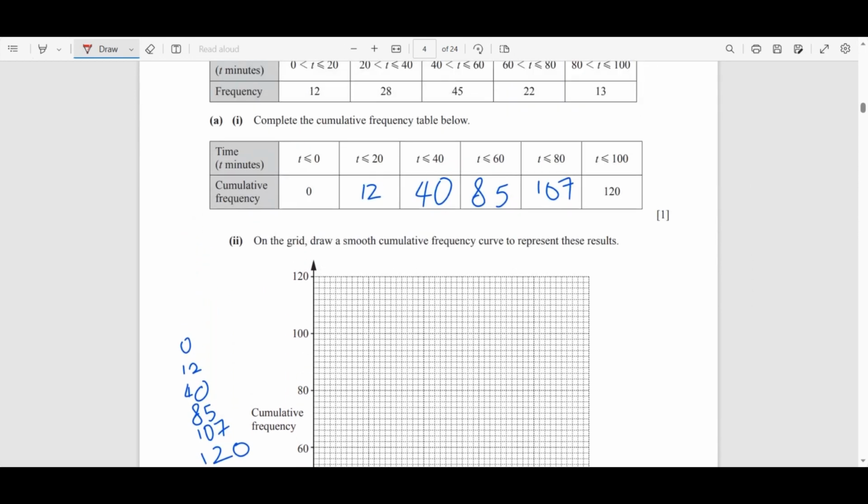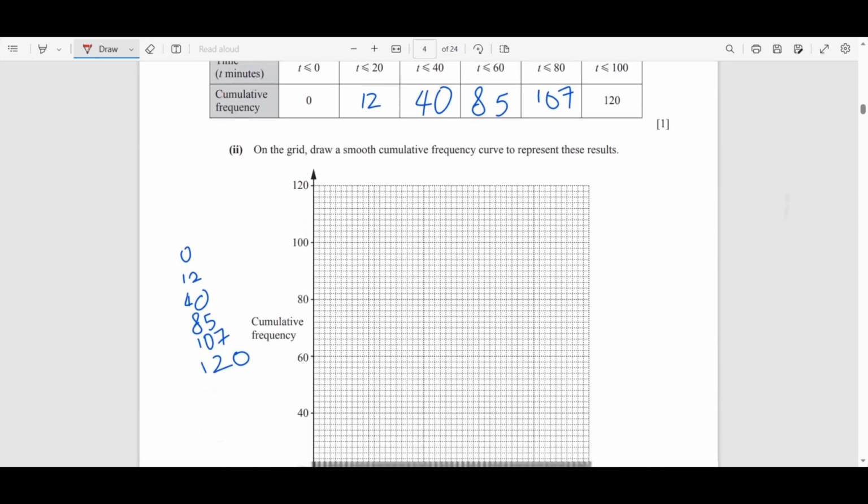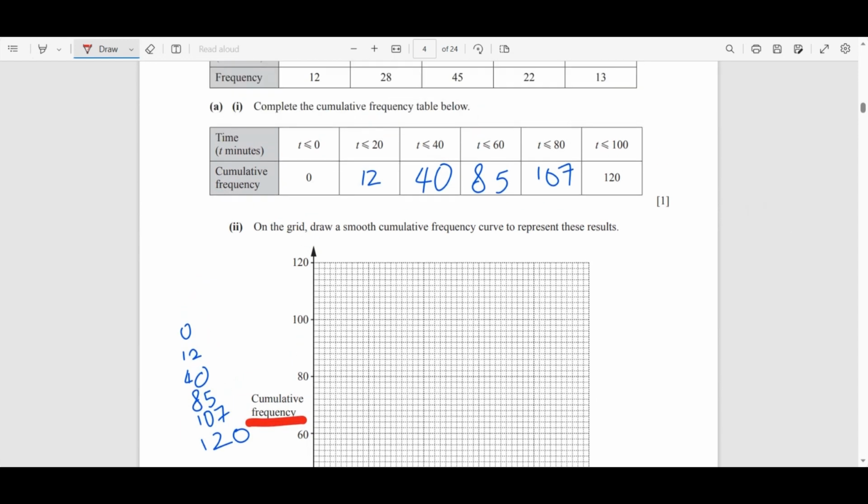It says from 0 to 20, there are 12 people. This is the cumulative frequency that we are plotting, so we are interested in plotting these. We don't have to plot 12, 28, 45, 22, and 13, but instead we need to plot 0, 12, 40, 85, 107, and 120, sorry.